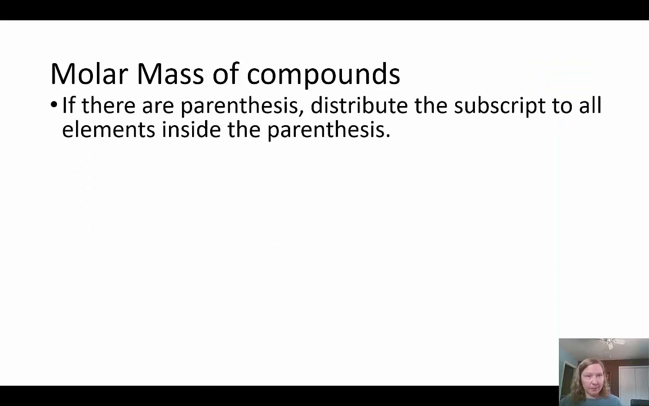If there are parentheses in your compound, just like in math, you're going to distribute inside the parentheses. And the subscript goes to whatever is immediately preceding it. So you will distribute the subscript to every species inside the parentheses. Calcium hydroxide would be an example. We've got 1 calcium, but the oxygen and hydrogen are inside the parentheses with a subscript outside. So the subscript 2 applies to both the hydrogen and the oxygen. So you've got 2 oxygens, 2 hydrogens, 1 calcium.